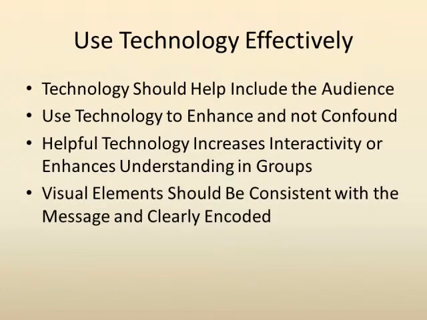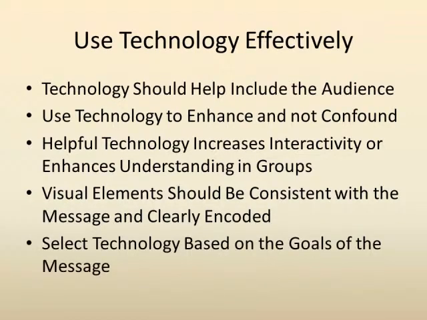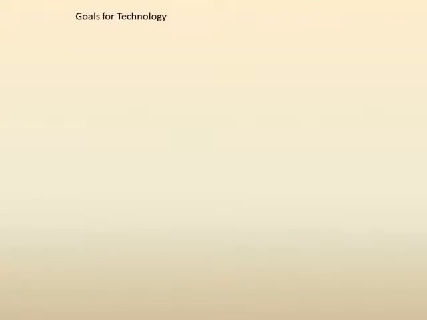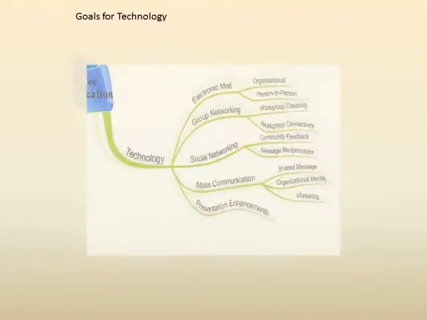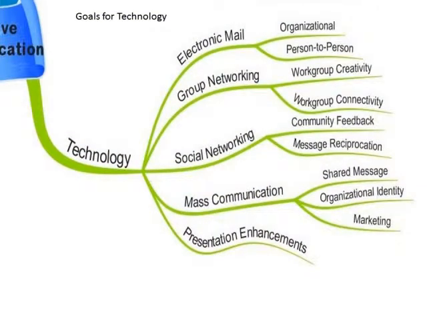Visual elements in a presentation using technology should always be consistent with the message and clearly enough encoded so as not to create confounding messages that are unintended. Technology should always be selected based on the goals and scope of the message that's being conveyed. The goals for technology branch looks like this. Technology can enhance communication according to the goals of the communication.